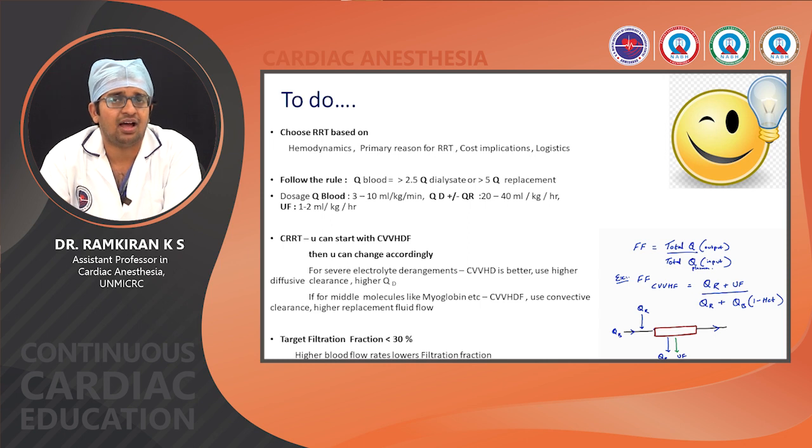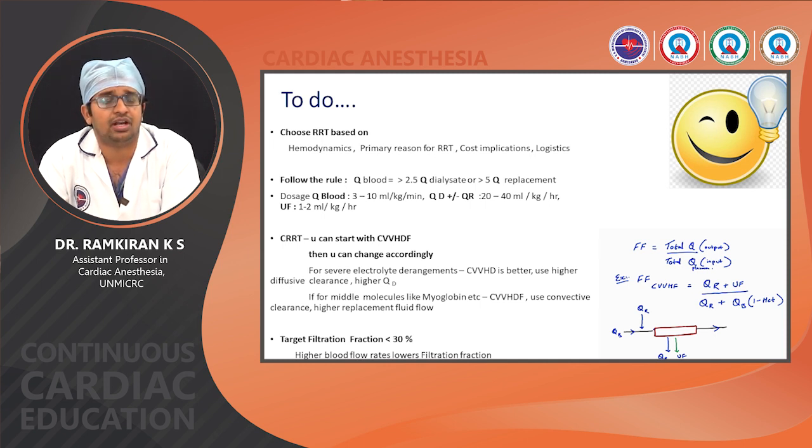So ideally, if your filtration fraction is more than 30%, it indicates that your filter is getting clotted. So in them you increase the blood flow rates. For example, if you increase the blood flow rate, since it is in the denominator, your filtration fraction is obviously lowered. And for example, if you take up the pre-dilution filter, so if your replacement fluid is in the pre-dilution, then it is added to the denominator, so that also decreases the filtration fraction.